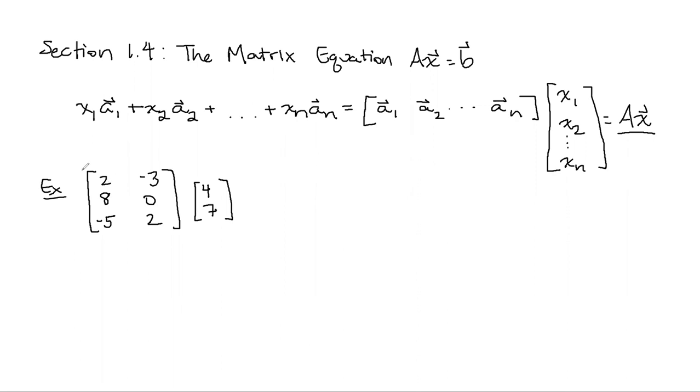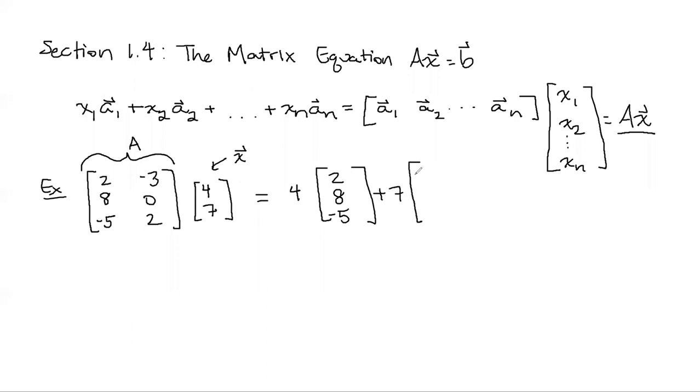Let's say we have a matrix here. This will be our A. And we have a vector that we'd like to multiply it by. This will be our X. We can multiply A times X by saying, okay, the 4 is our x1. Let's decompose this into our vector equation. So we'll have 4 times the first column of A, that is our A1. So 4 times 2, 8, minus 5, plus our x2, which is 7, times a2, which is the second column of A, so minus 3, 0, 2.